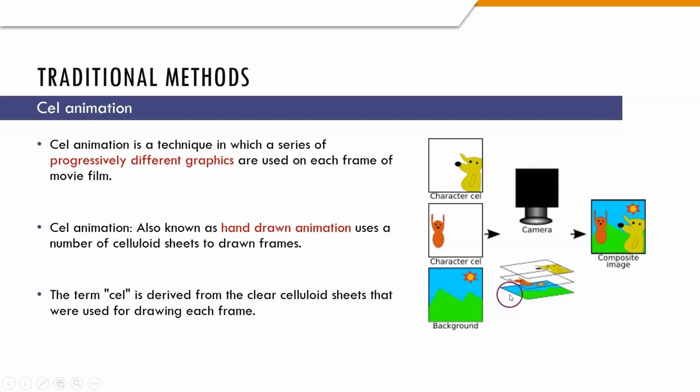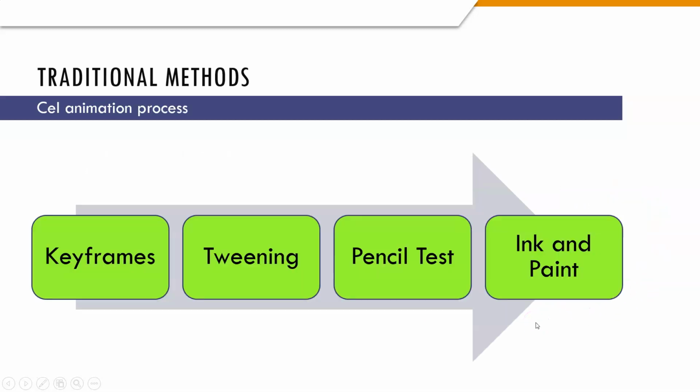When you want to use a computer, it can actually reduce the time and make it easier to compose or render. Once you combine all the characters here, you can see that you have the composite images. So this is the very basic cell animation process. I just give you some idea how it starts.